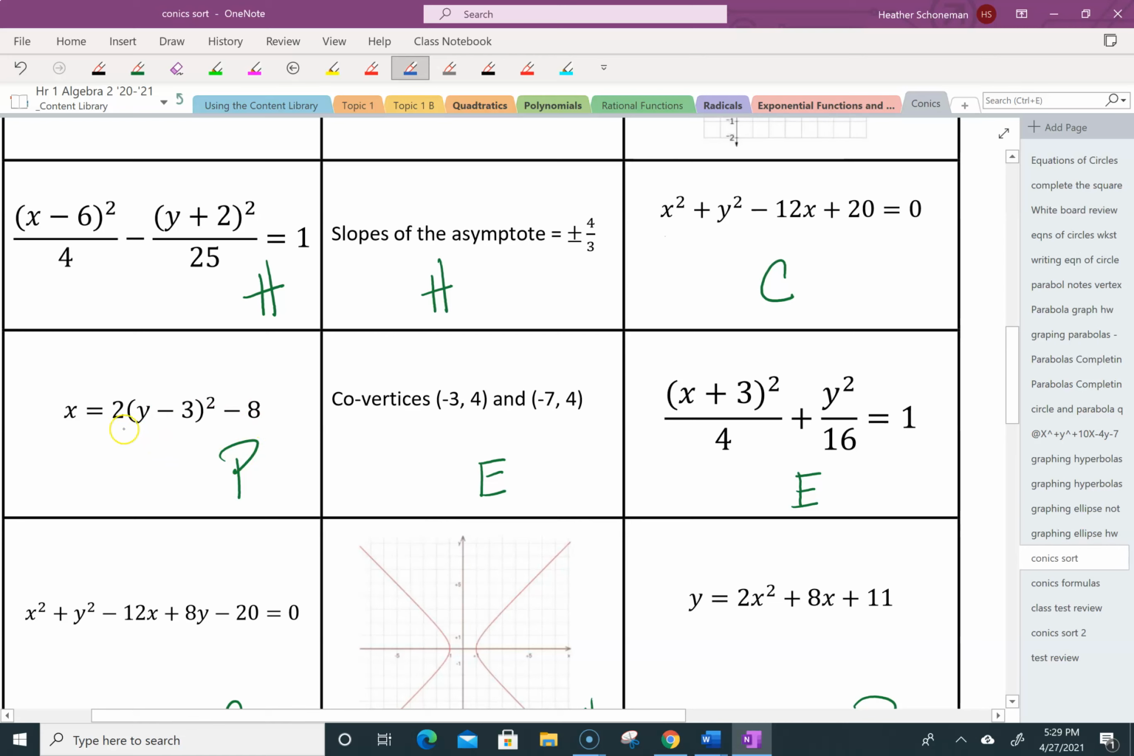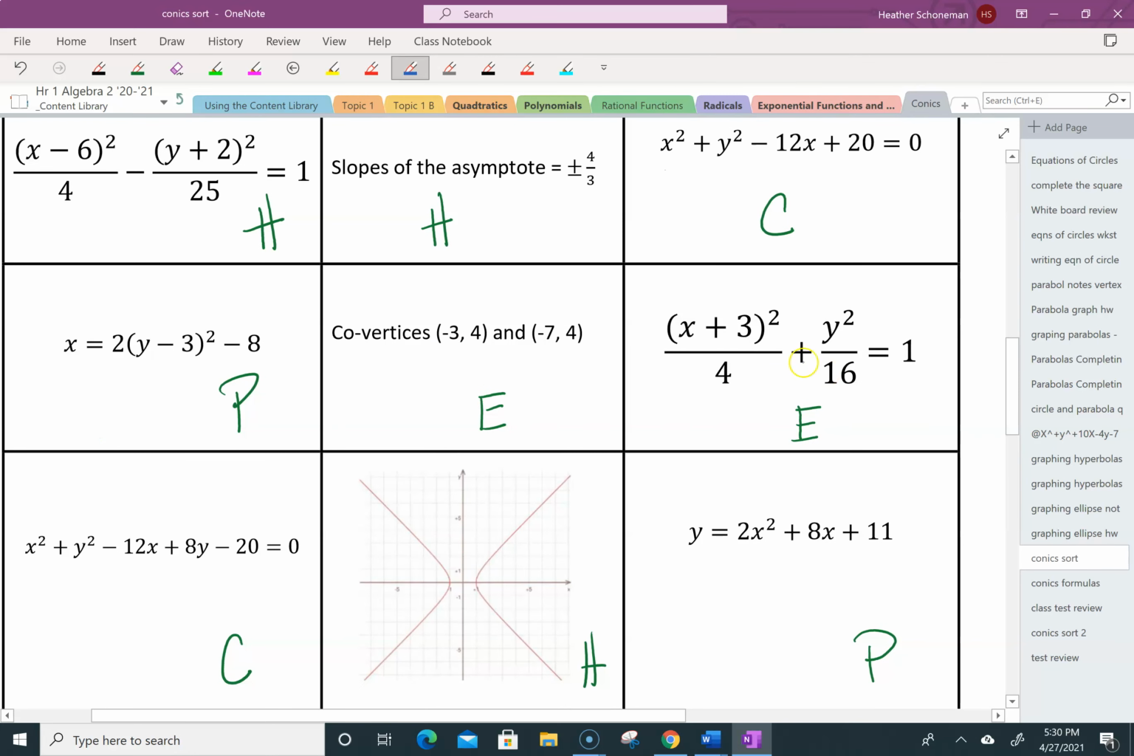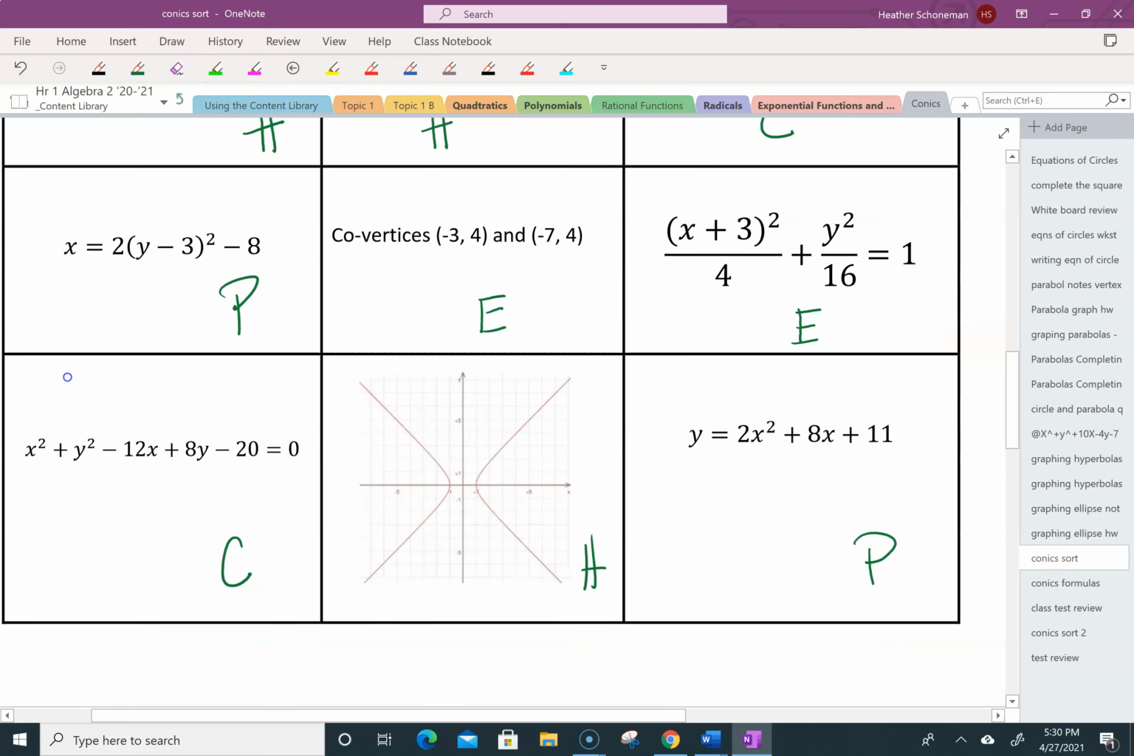This one on the next row, x equals 2 times y minus 3 squared minus 8, that is a parabola. Because it says x equals, because there's only a y squared. Covertices only happen in ellipse. Third one over, only happens in ellipse because there's a plus sign and because it's a +1, and we don't have the same numbers underneath the fractions.